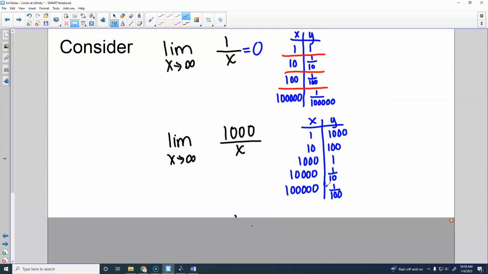So even though we started off with 1,000 pizzas, which sounded like a lot, if we let that x go to infinity, what do we still get? A tiny number, right? It still goes to 0, even though we had 1,000 pizzas.